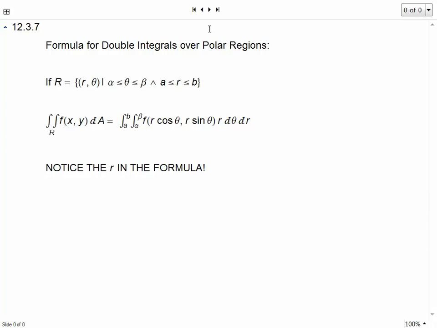Does the order here matter, do you think? d theta dr: my thetas are on the inner integral, and those alpha and beta go with the theta, right? r was the radius, that goes with a and b. So do you think that order matters? It does, but we can flip it, because they're constants, because it's a polar rectangle. But if we flip dr d theta here, we have to flip the integrals also, so the limits have to switch. And notice the r in the formula. In my years of teaching this class, that's the thing that gets left out. People forget the r in the formula right there.